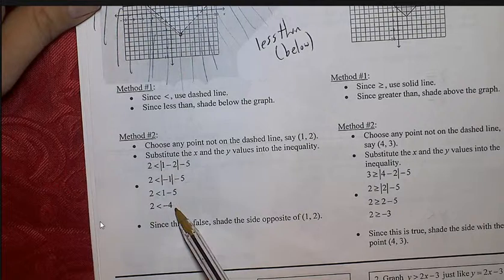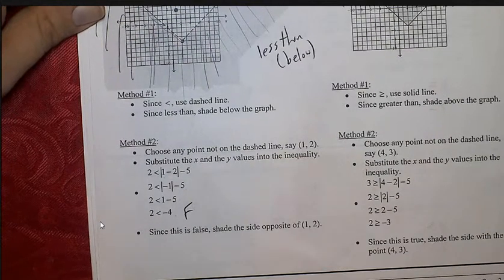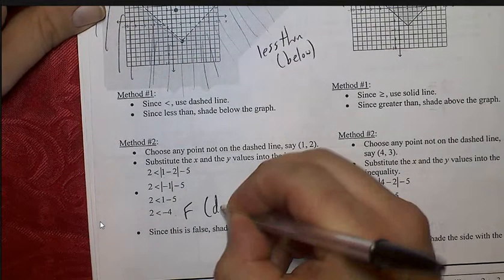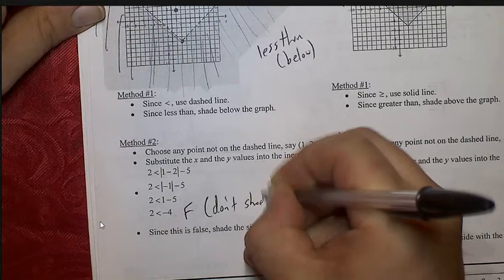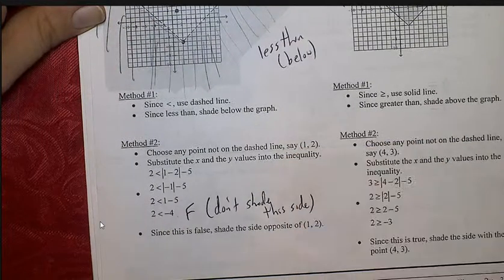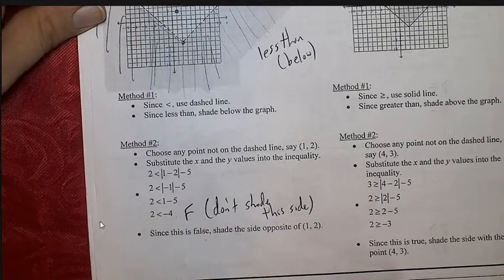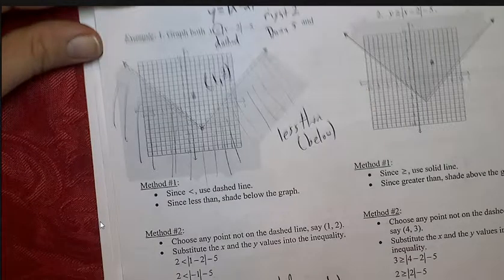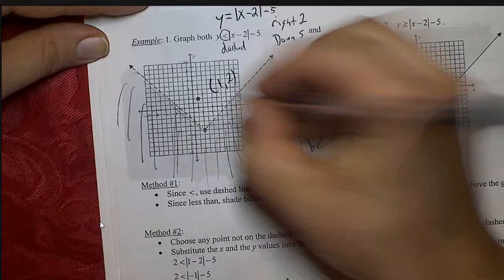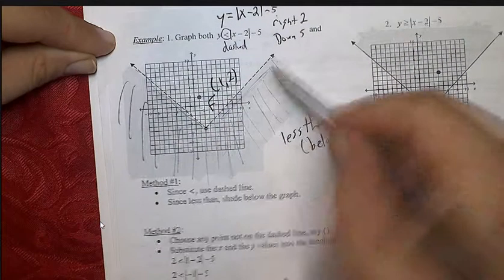So since that's false, you don't shade this side. Shade the other side. So we're going to shade the side opposite of the one you picked. So since we picked the inside of the v, and the inside of the v was false, it doesn't work. Shade the other side, which is what we did. The side below the v. Okay? Okay, let's go to the next one.